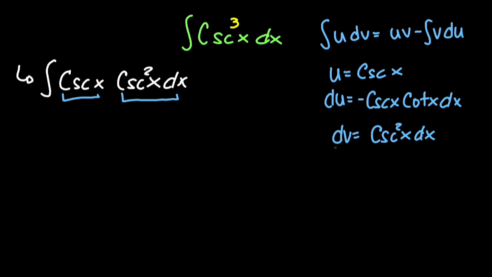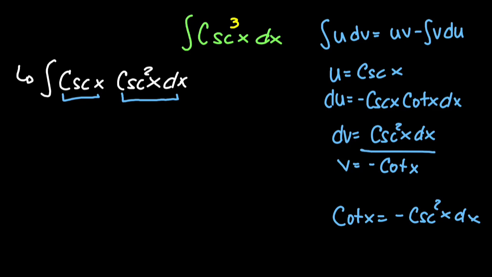And we need to get rid of the d here, which means to integrate. The integral of cosecant squared of x dx would be equal to negative cotangent of x. Just a reminder, the derivative of cotangent of x would be equal to negative cosecant squared of x dx. In this case, since our cosecant squared of x here is positive, make the sign opposite. So it would be negative cotangent of x.